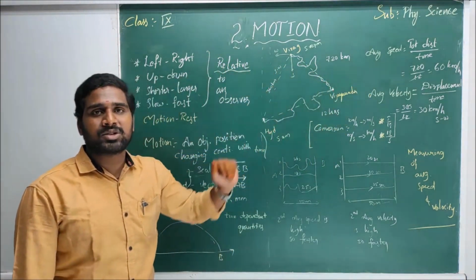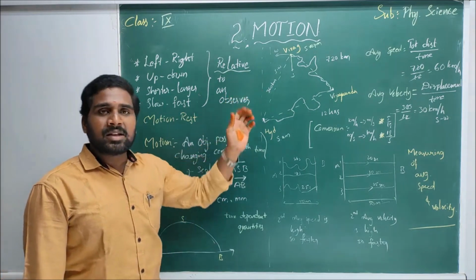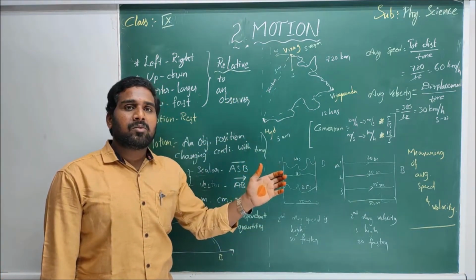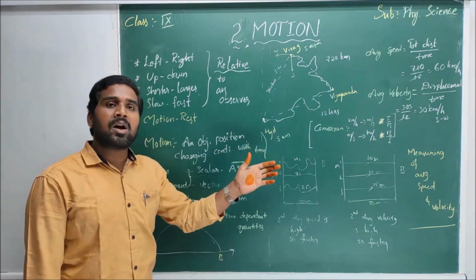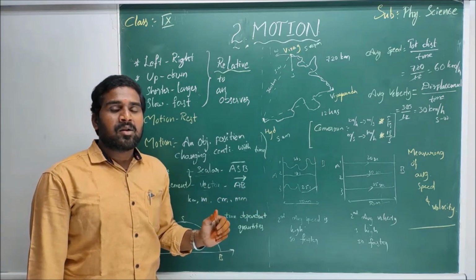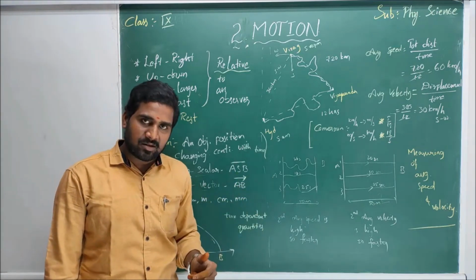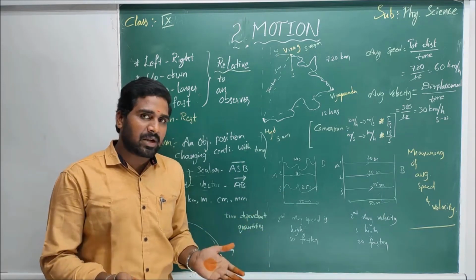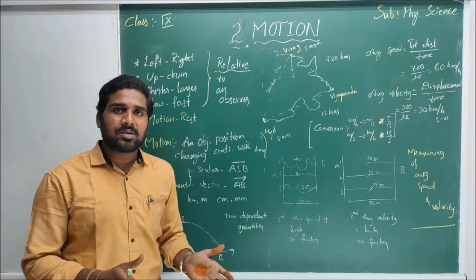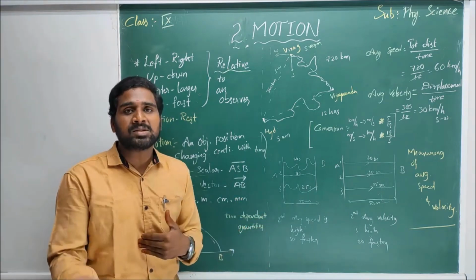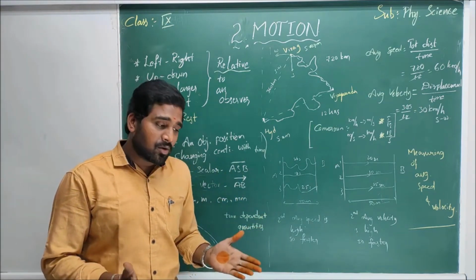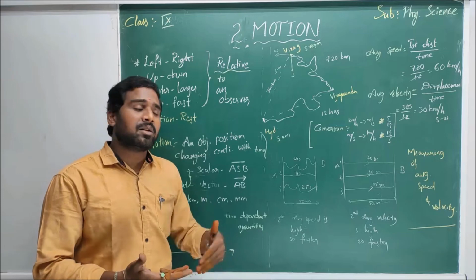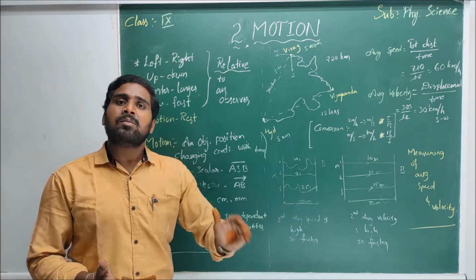Second lesson, motion. The lesson name tells us that objects are said to be in motion or at rest. First, what is meant by an object? An object is nothing but matter. In the first lesson we completed what is meant by matter. Matter is anything that occupies space and has mass. That matter, that object, can be in a rest position or in motion.